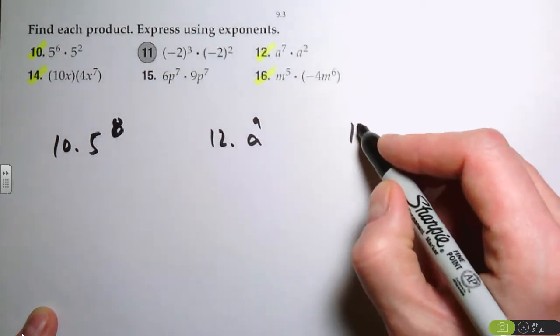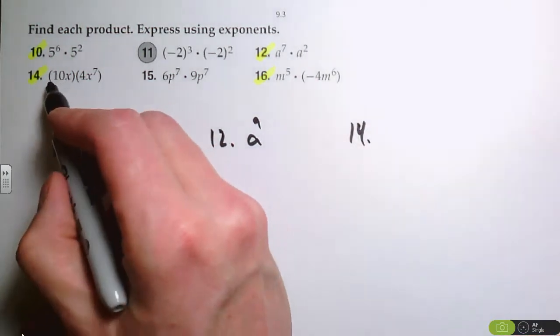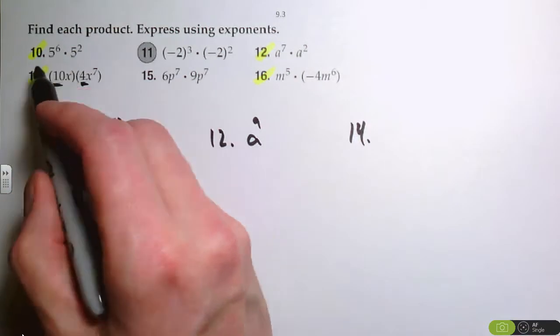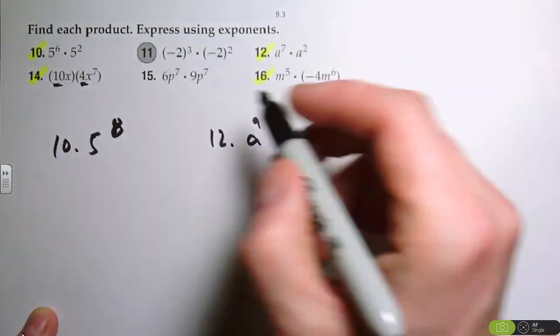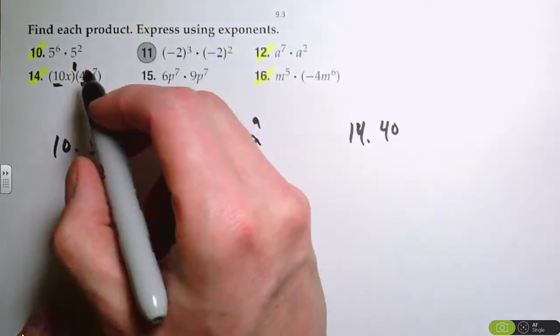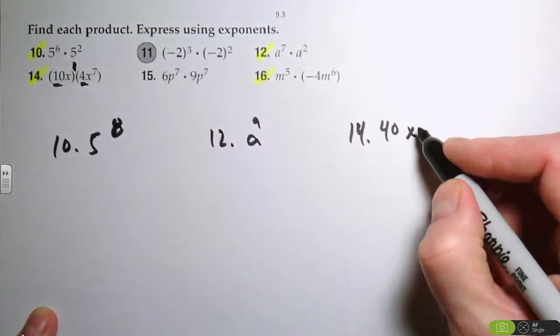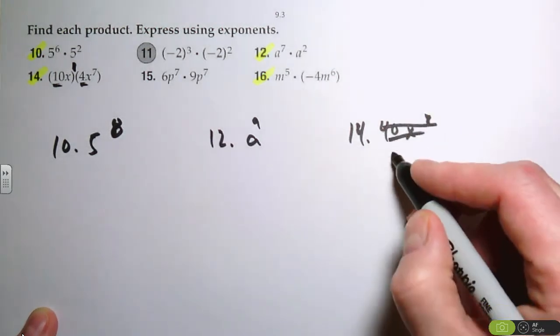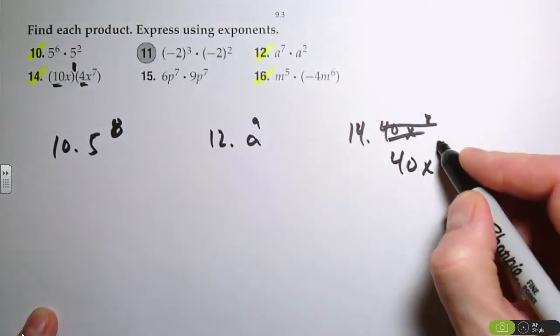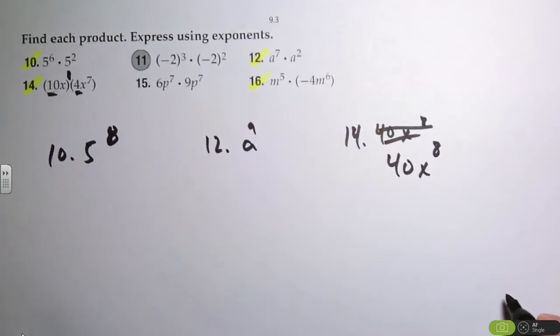Number 14, when I've got numbers separate like 10 and 4, I can just multiply those together. So 10 times 4 is 40. And then I have 1 x being multiplied by 7 x's. That gives me 8 x's total in the end. So 40x to the 8th.